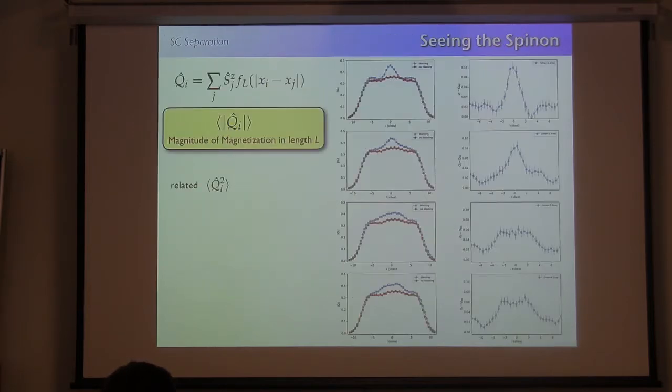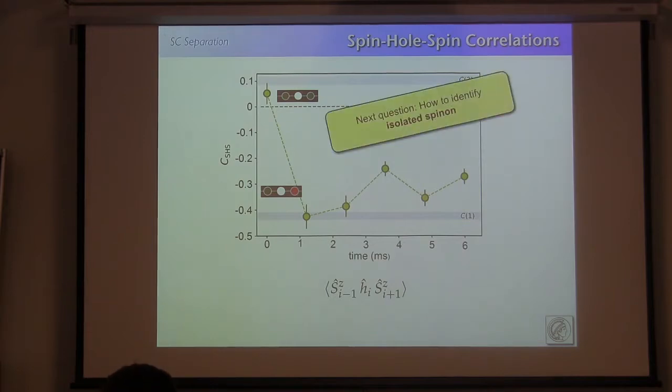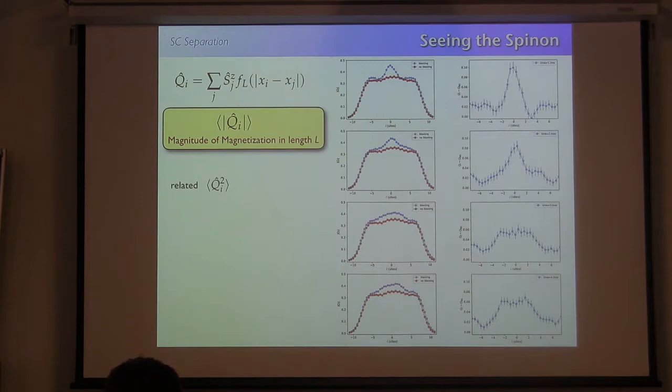Okay. Let me actually also ask now, the next question is how can we see the spinon? Can we also see the spinon? And for that we did the following. We're actually looking at the magnitude of magnetization in a certain area in some windowing function. So I'm just measuring the S-z operator summed over some sites with some windowing function, which for example we could take to be a Gaussian function.